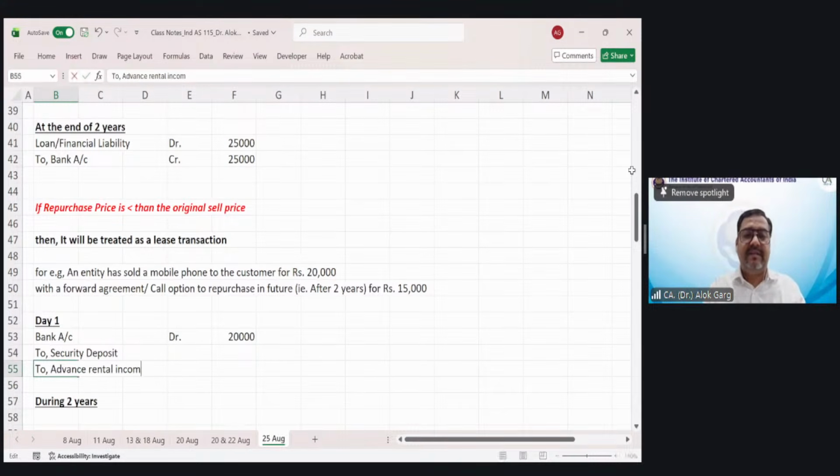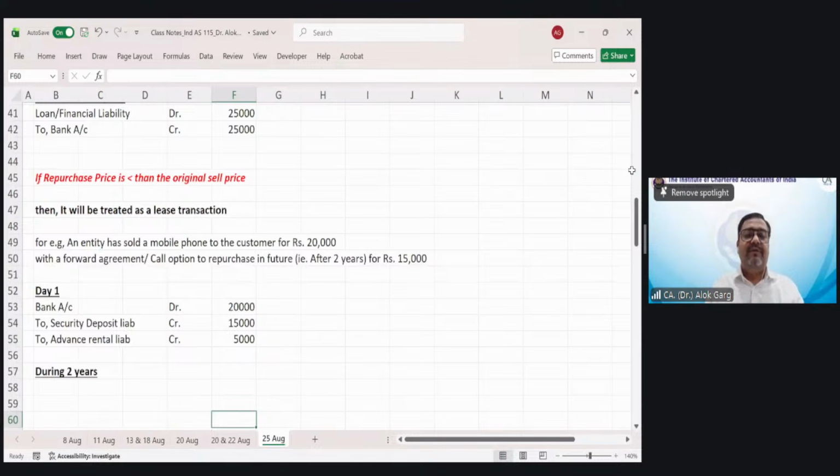To advance rental. Okay. Credit. So this security deposit is also a liability. To security deposit liability, to advance rental liability. Okay. So 15,000 and 5,000.